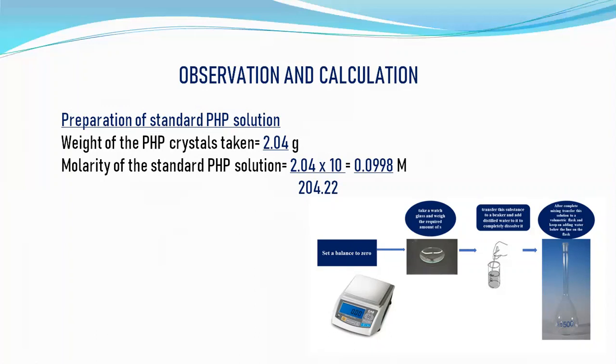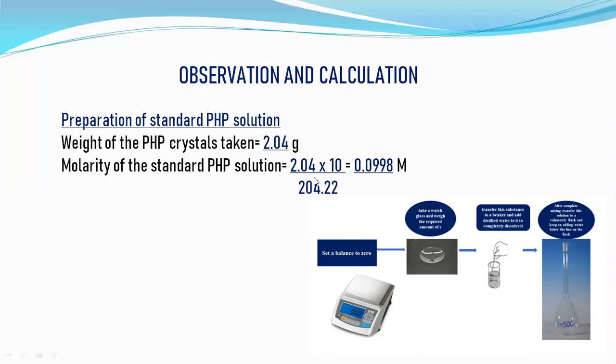So first we need to prepare the standard solution of PHP. So we weigh 2.04 grams of PHP and then prepare standard solution by dissolving this 2.04 grams of PHP in distilled water and making up to the mark in a 100 ml standard flask. So using this we can calculate the molarity of standard PHP solution.